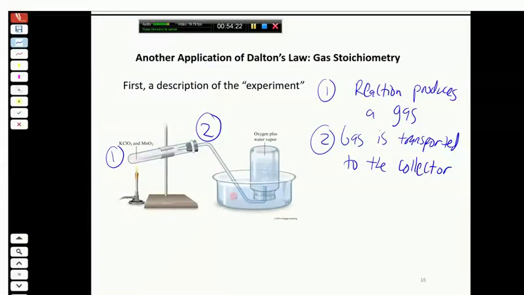And then once it goes into the collector, it gets bubbled through water. So you have an inverted jar of water, an inverted container of water. The gas bubbles through there, and then it collects in the headspace of the container here. So I'm going to label that as number 3. This number 3 is where the gas is collected, and it displaces the water that's present in the inverted container.